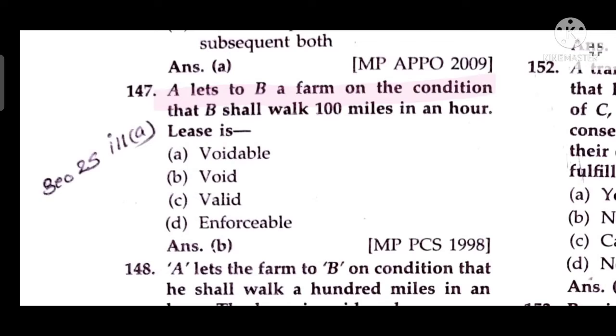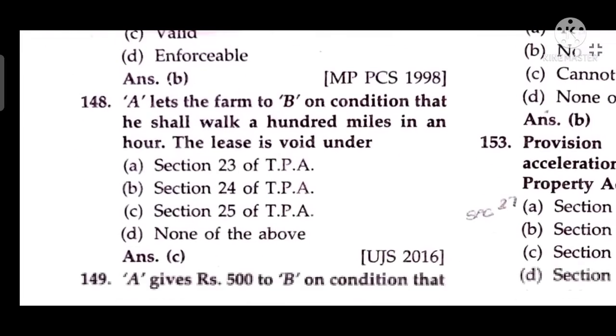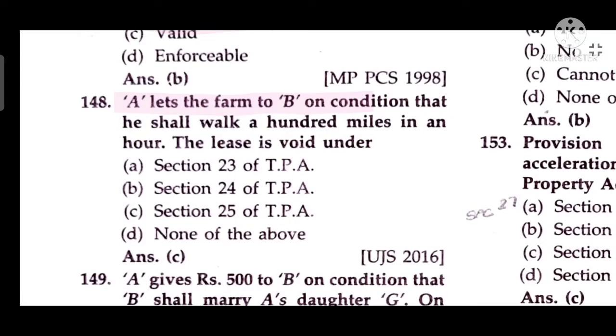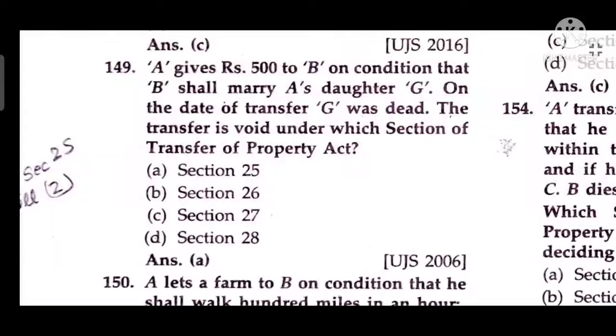A lets B a farm on the condition that B shall walk 100 miles in an hour. The lease is void under Section 25 of the TPA.